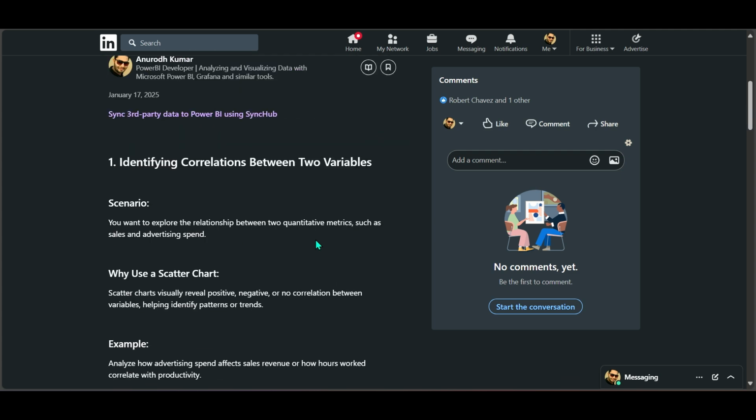First, scatter charts are ideal for identifying correlations between two variables. Whether it's analyzing the impact of advertising spend on sales revenue or finding how hours worked affect productivity, scatter charts make patterns crystal clear, be it positive, negative, or no correlation.